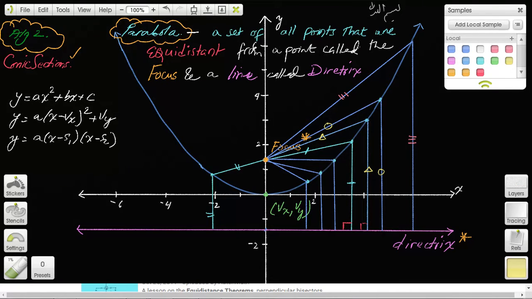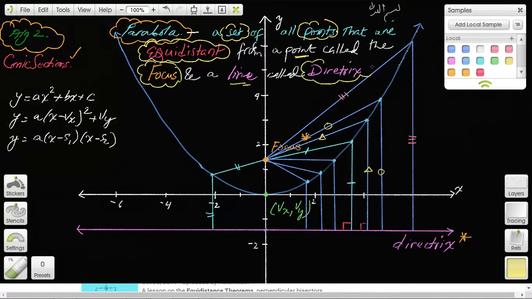So here it is. A parabola is a set of all points, an infinite number of points. It's a set of all points that are equidistant. Equidistant from whom? They're equidistant from a point called the focus and a line called the directrix. So the key element of the definition of a parabola is the focus and this line, the directrix.